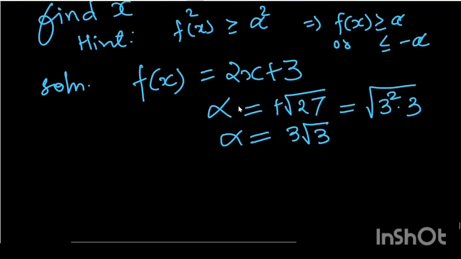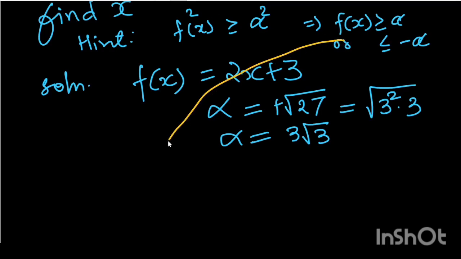So now we can use this formula, f(x) square greater than or equal to alpha square. So using this result, we will directly substitute alpha and f(x) here. So after substituting, we will get f(x), which is 2x plus 3, greater than or equal to 3 root 3.